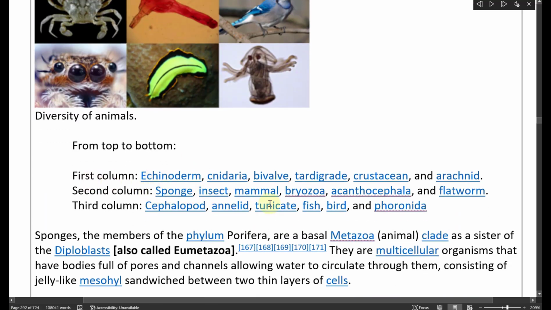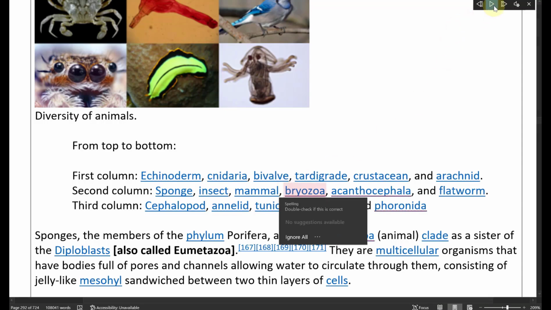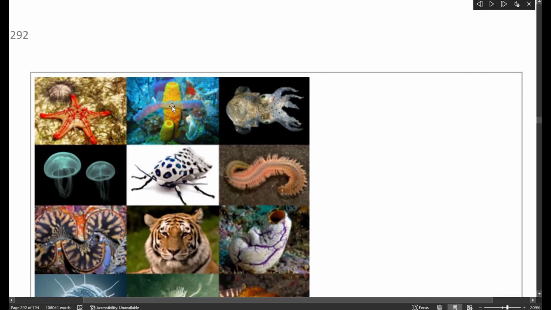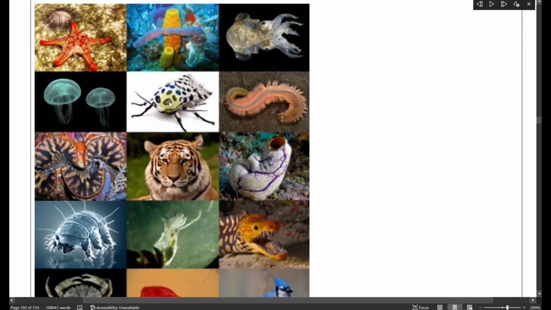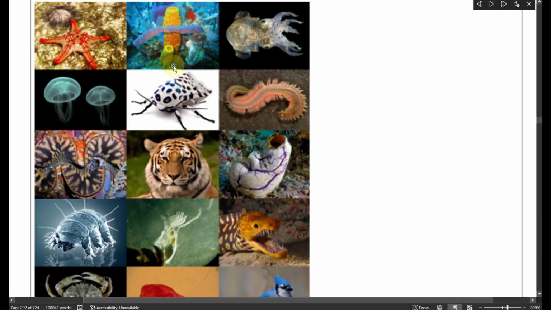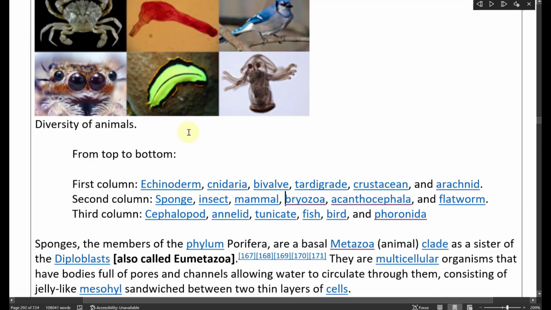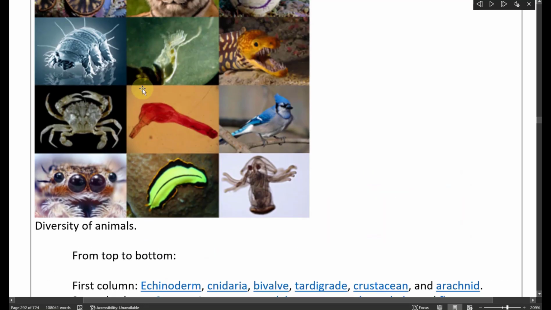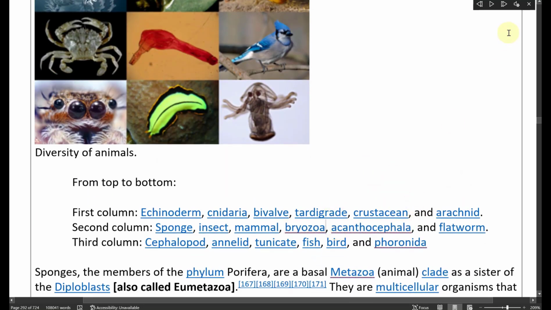The second column: sponge, insect, mammal, and then this is bryozoa. There's a sponge right there, then you have this bug, an insect, then a mammal, just in general, and this right here is a bryozoa. Then you have the Acanthocephala, and the next one is a flatworm. That's a pretty interesting worm there.